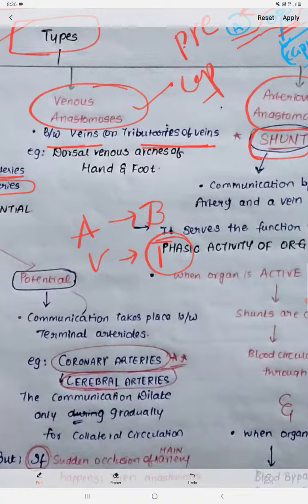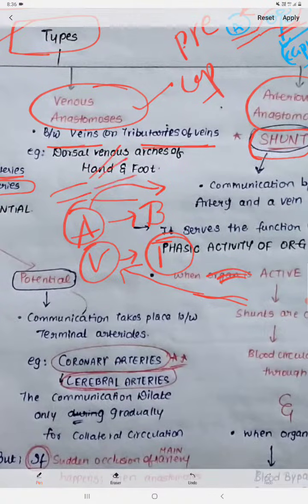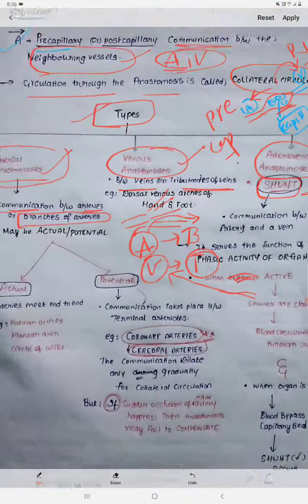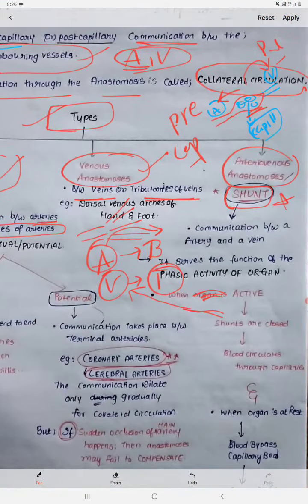Like a river has tributaries, in the same way the vein also has tributaries. All the blood from the tributaries enters into the vein. Unlike that, arteries have branches. A tree has branches; likewise, from the main artery, the blood flows into several branches. This is the main difference between the artery and the vein. And coming to the example, the dorsal venous arches of hand and foot come under the venous anastomosis.